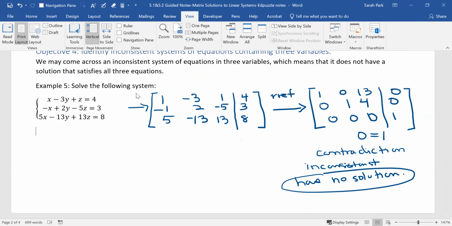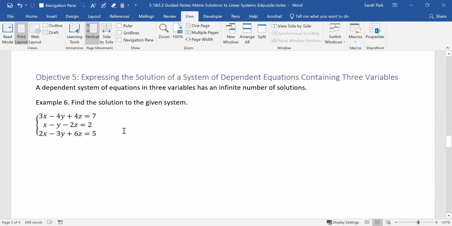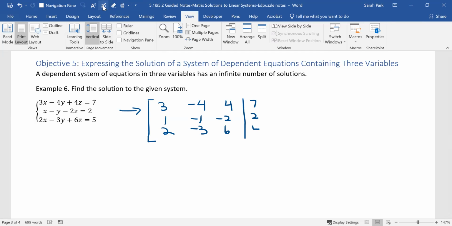Okay. Let's look at the last type. Now, you may also find an equation where there are an infinite number of solutions. We call this a dependent system. And so to find the solution of this given system, let's first rewrite this as a matrix. 3, -4, 4, 7. Oops, that should be a 7. 1, -1, -2, 2, 2, -3, 6, and 5.